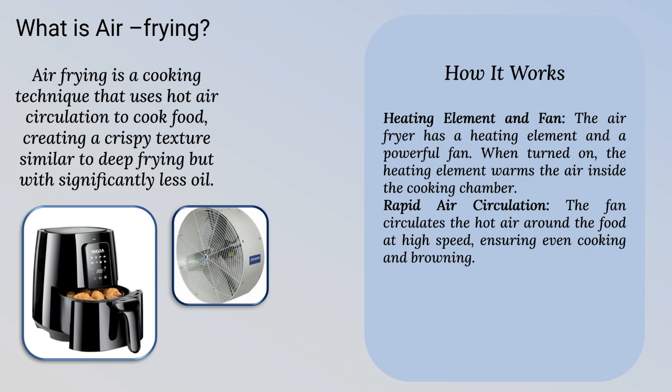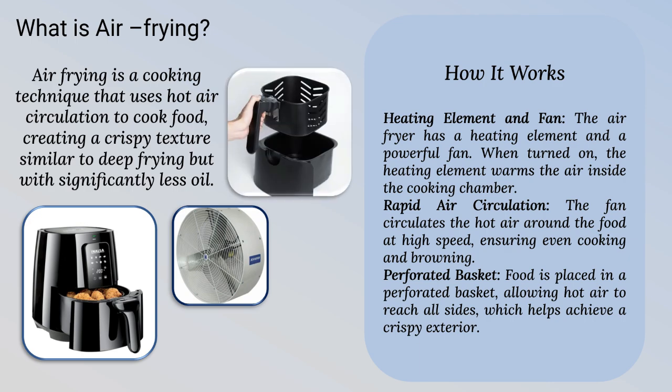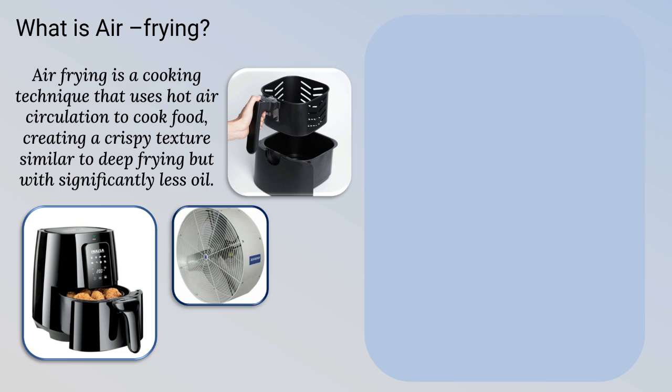Because of the fan, there is rapid air circulation. The fan circulates the hot air around the food at high speed, ensuring even cooking and browning. Inside there is a perforated container like this. Food is placed in that container, allowing hot air to pass through so that it can reach all sides and helps to achieve the crispy exterior. Okay. I think the hot air frying method is clear to you.